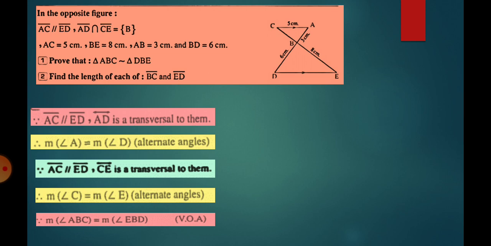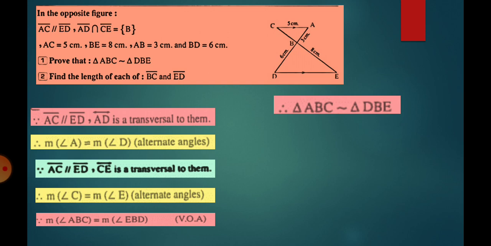We know we have two conditions to make two polygons similar, but for triangles we must find one of these conditions: the corresponding angles are equal in measure or corresponding sides are proportional. Here, three angles in the first triangle are equal to the corresponding angles in the second triangle. Then we can write that the two triangles are similar: triangle ABC is similar to triangle DBE.